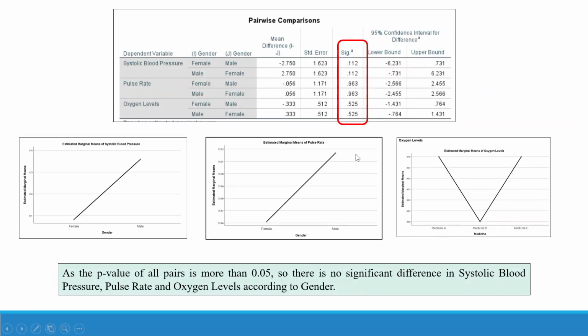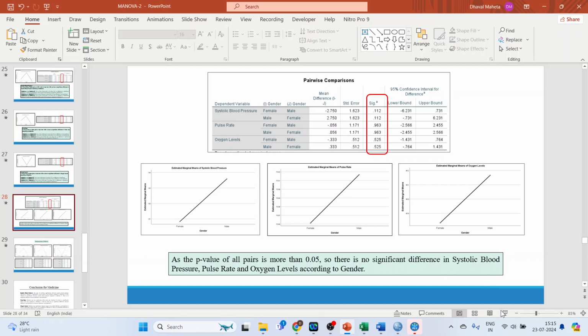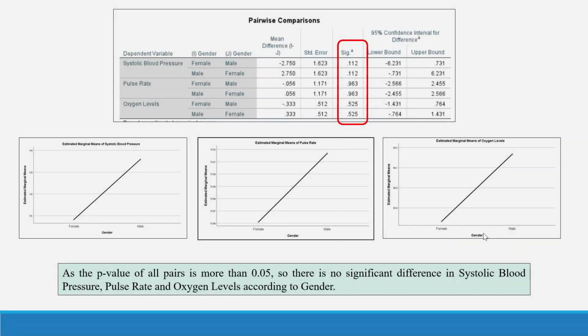Now let's see the pairwise comparison. So basically we are talking about systolic blood pressure, female, male, male, female, according to the gender. So we want to do the comparison here. Just see the p-value. So systolic blood pressure according to male, female, pulse rate according to the male and female. Just a minute. So the oxygen level according to the gender.